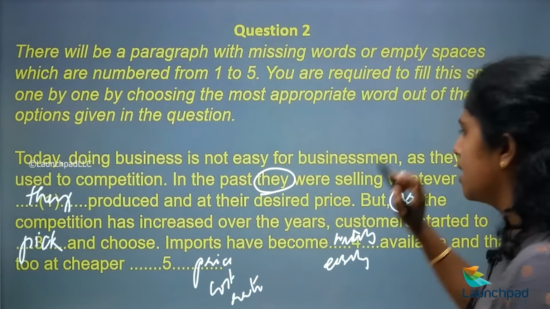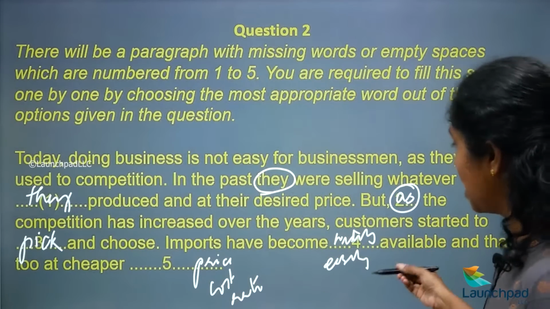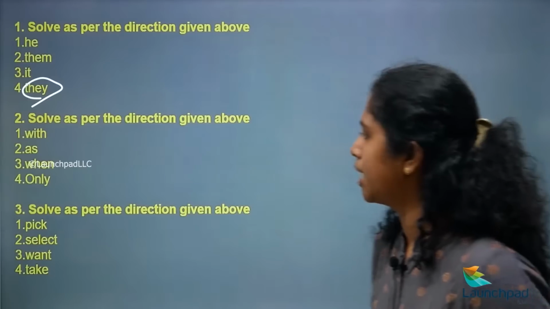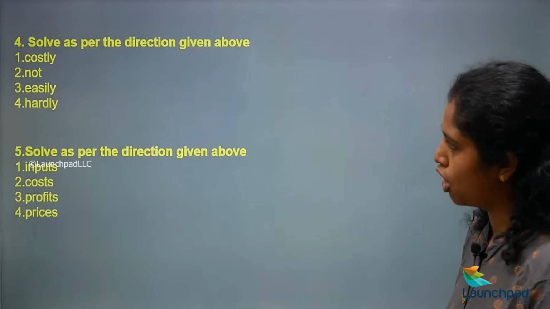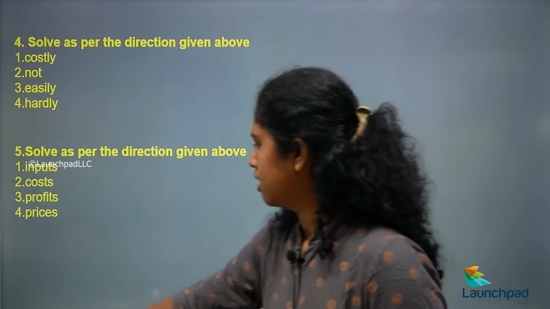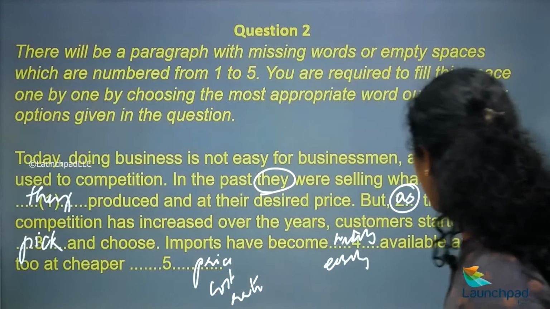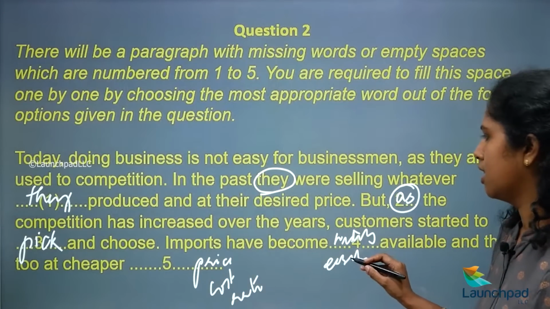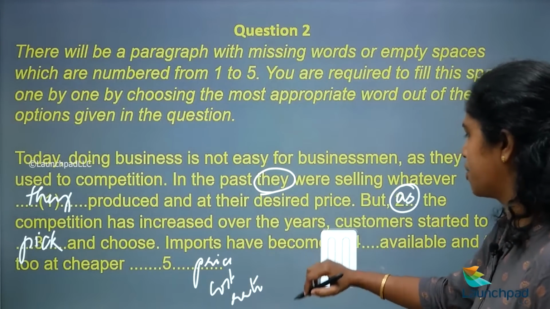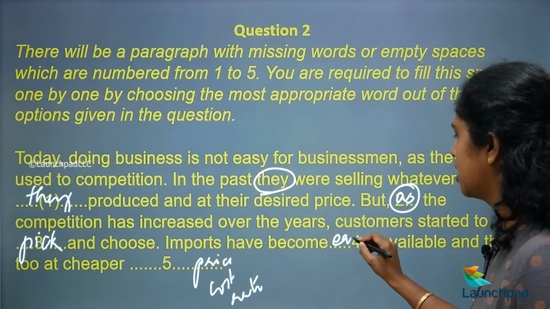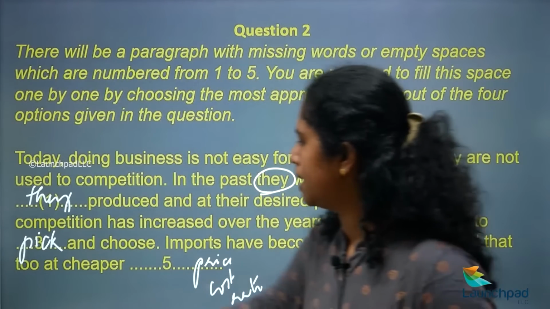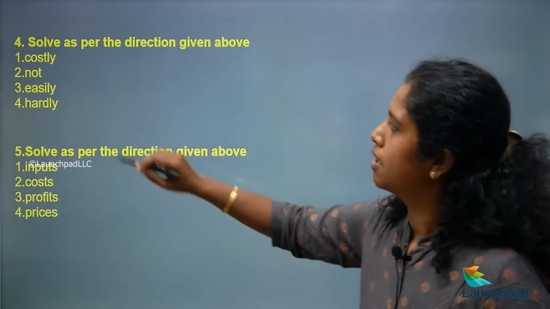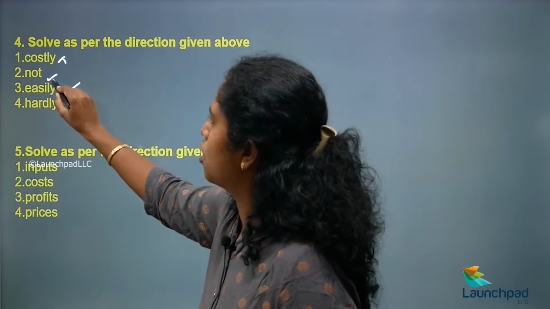Now what's next? Imports have become dash available. What's your 4th one? Yes. Costly, not, easily, hardly. So do we have easily or hardly? So easily, widely is our option. So easily, yes. Imports have become easily available. See, we have this option. So costly, no.